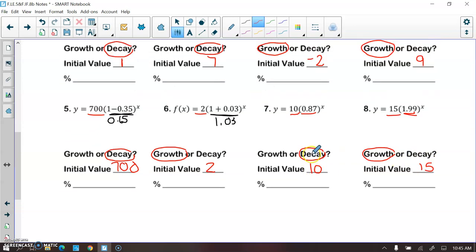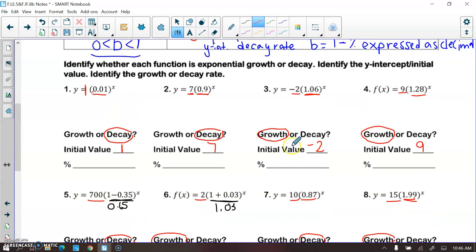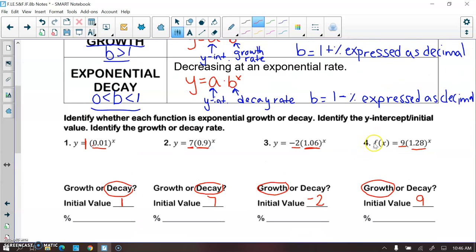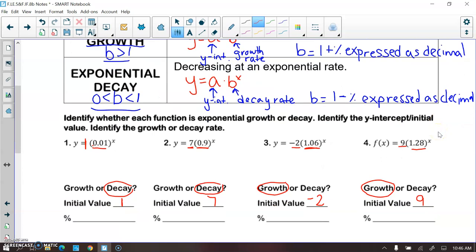All right, so now we're going to do our percent. We're not doing our percent expressed as a decimal. I'm not asking you to write down your b value. I'm asking for the complete percent. So your b value for growth is 1 plus the percent expressed as a decimal, whereas your b value for decay is 1 minus the percent expressed as a decimal.